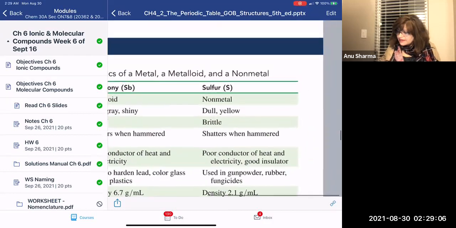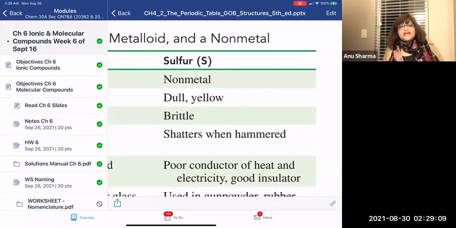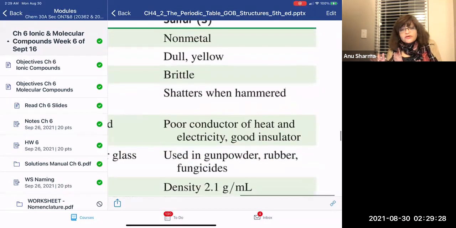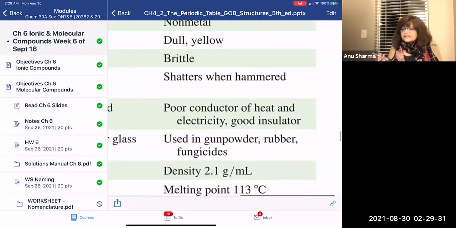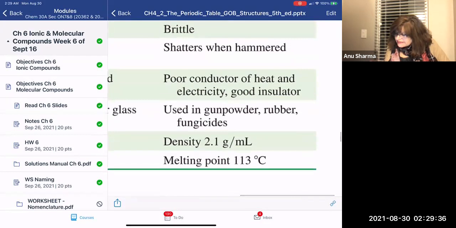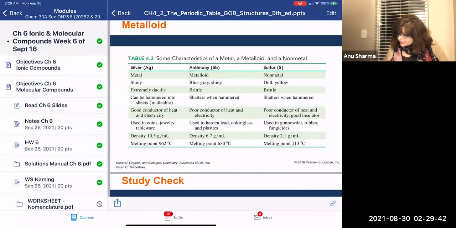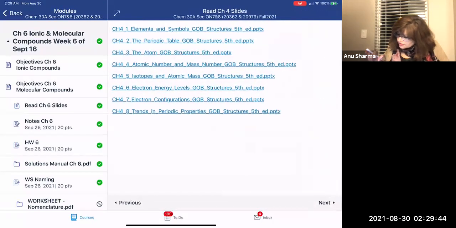So that's another thing. But the non-metals, on the other hand, they are dull. They exist as gases, or even if they are solid, like for example sulfur or phosphorus, if you hammer it, it will shatter. It's brittle. It will break up into small parts. It is a poor conductor of heat and electricity. It's not going to conduct electricity, heat, those things. And again, density is low. Melting points and boiling points are also lower than metalloids. Okay, so this is something that I had to cover.